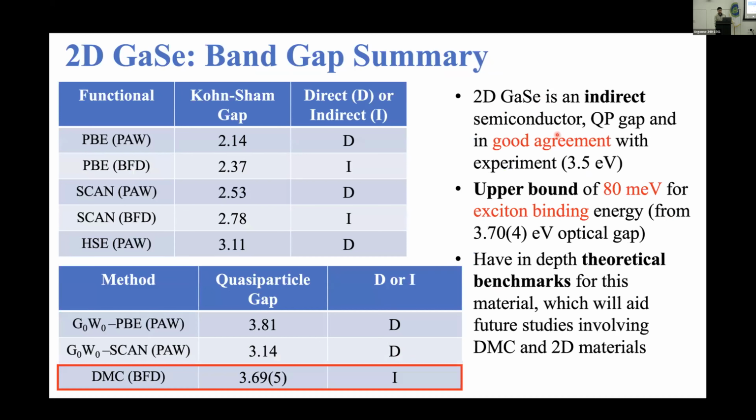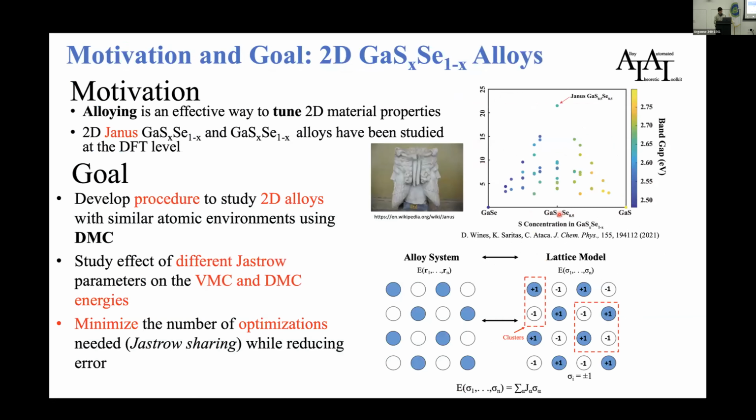gap is in very good agreement with the experiment. And from calculating the optical gap, we found that the upper bound on the exciton binding energy, so the maximum value that it can be from the differences, is 80 meV. So by doing this, we have a very in-depth theoretical benchmark for this material that can hopefully be applied to other 2D semiconductors as well.